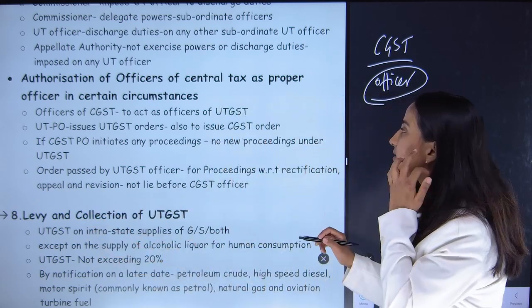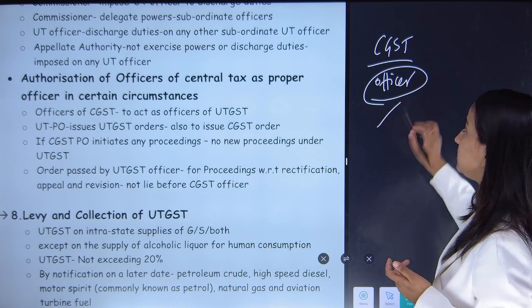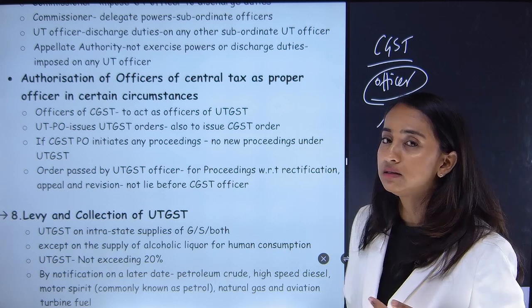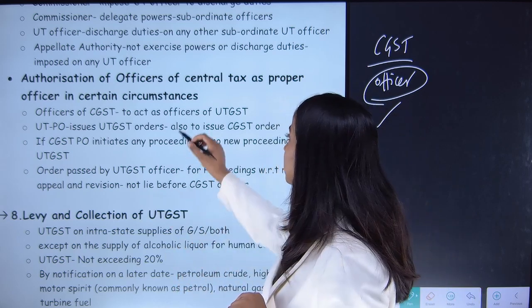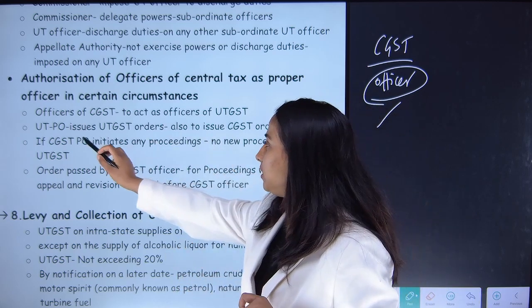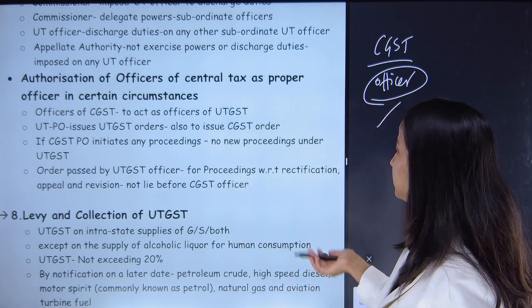Now, authorization of officers of central tax as proper officers. So they're saying, can a CGST officer act as proper officer for UTGST also? Yes, in certain circumstances. Yes. A Union Territory proper officer who issues any UTGST orders can also issue CGST orders.